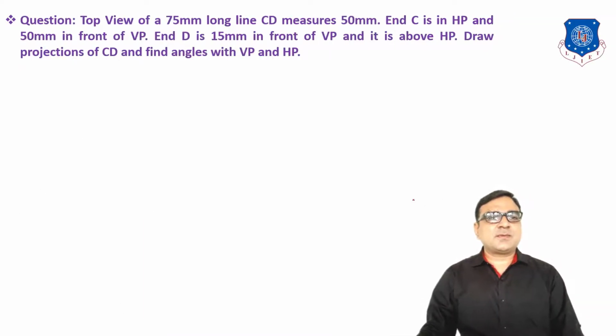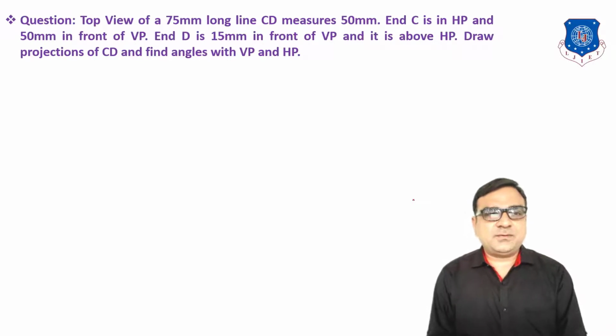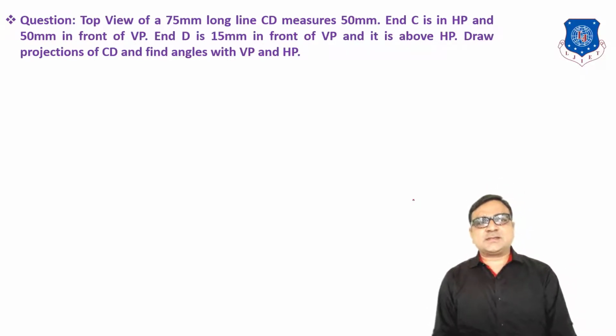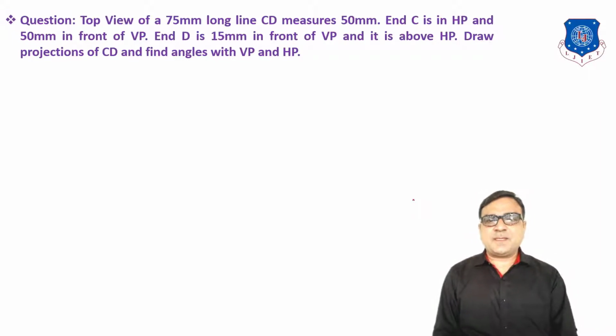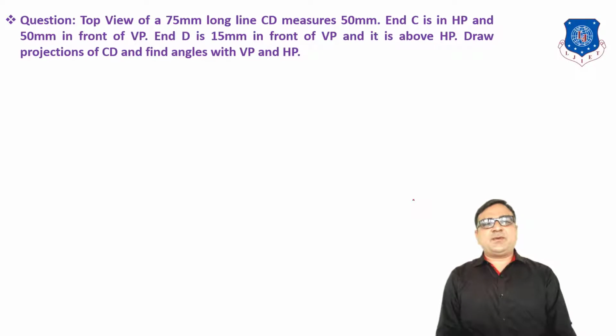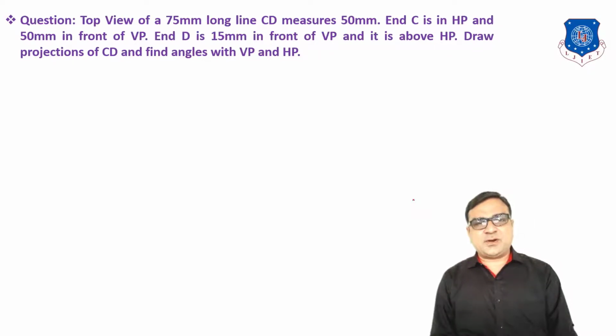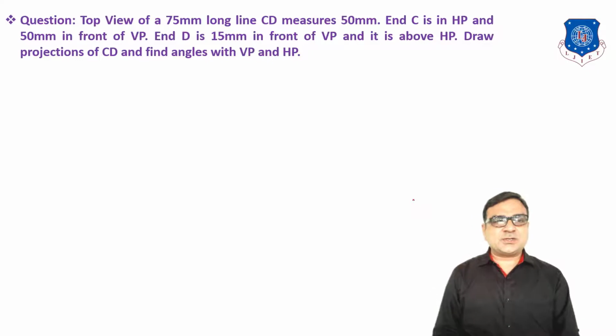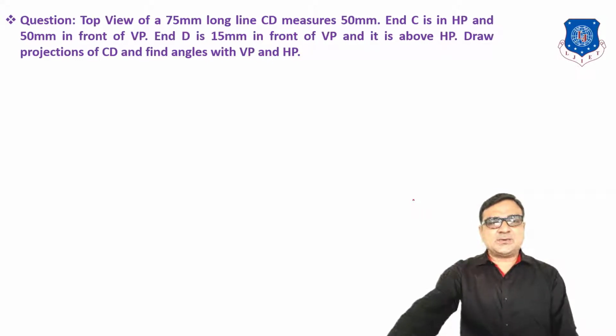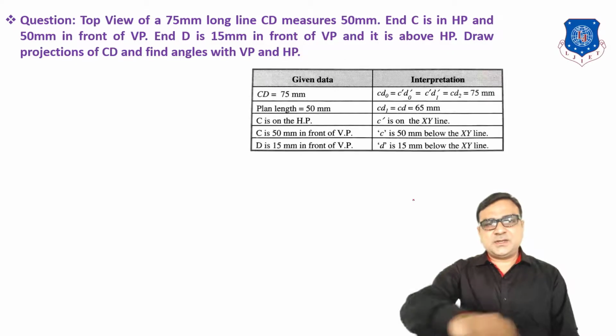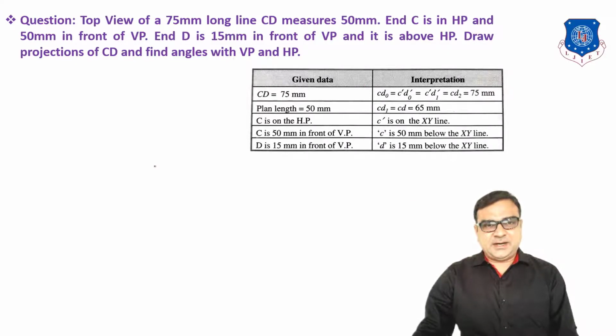Next problem: the top view of a 75 mm long line CD measures 50 mm, and C is in HP and 50 mm in front of VP, and D is 15 mm in front of VP and above HP. Draw the projection of line CD. Find the angles with VP and HP. So in this case, our given data is the true length of CD, 75 mm, the plan length, the position of C with reference to HP and VP both, and the position of D.